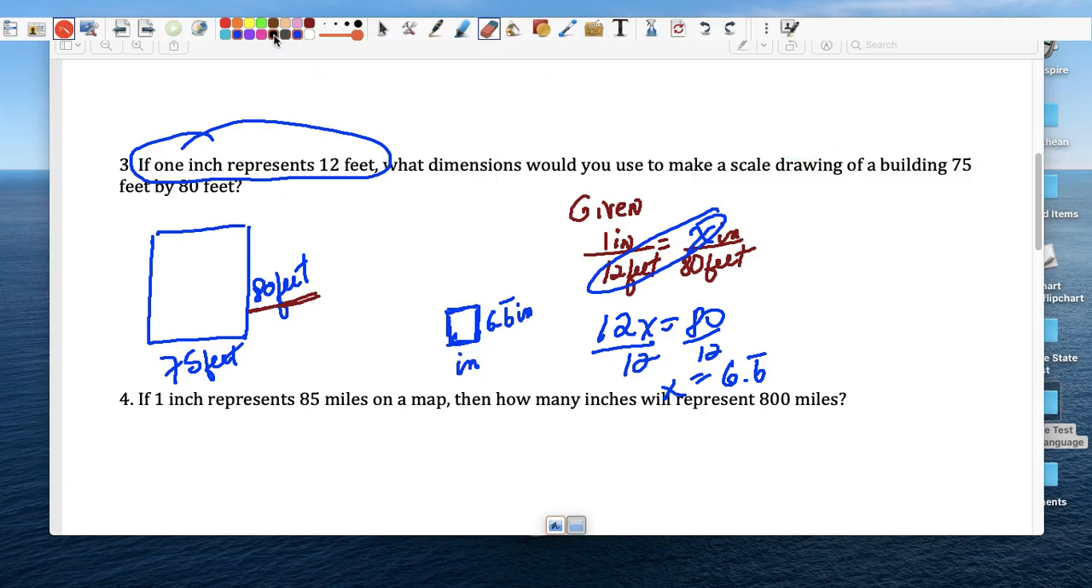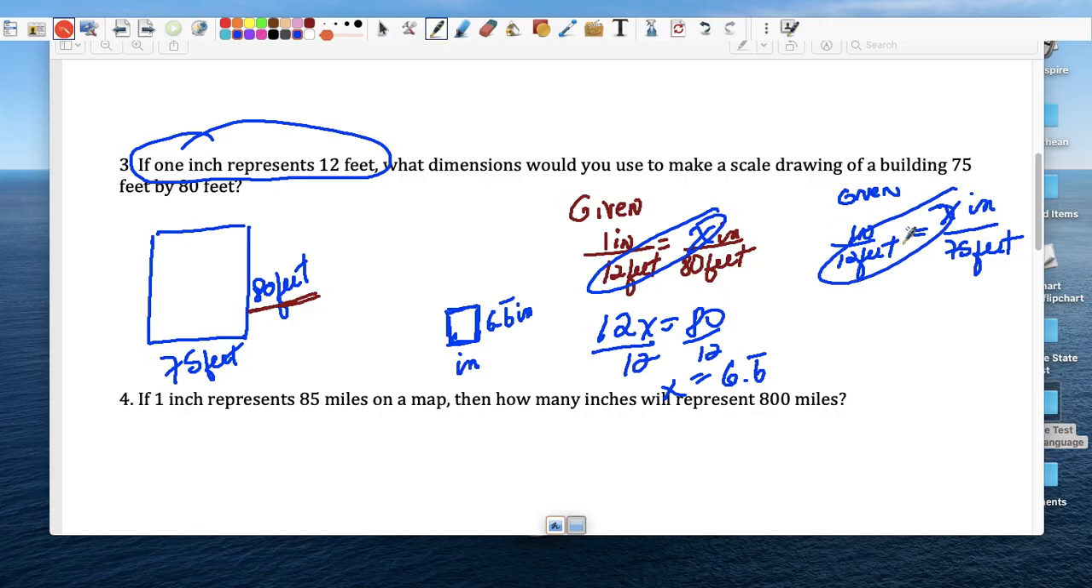Now the 75 feet comes. We have to do two proportions. Again, 1 inch is 12 feet, that's given to us, and we're interested in finding out what 75 feet is. 75 feet is equal to how many inches? Cross multiply again. 12 times x is 12x. 1 times 75 is 75. Divide by 12, divide by 12. 75 divided by 12 is 6.25. So in our notebook, this side would measure 6.25 inches and this would measure 6.6.